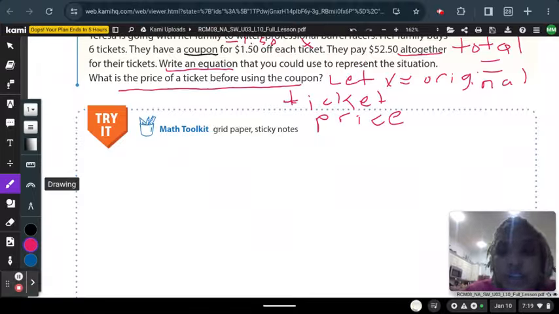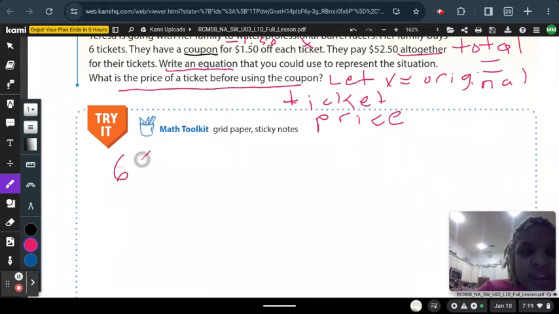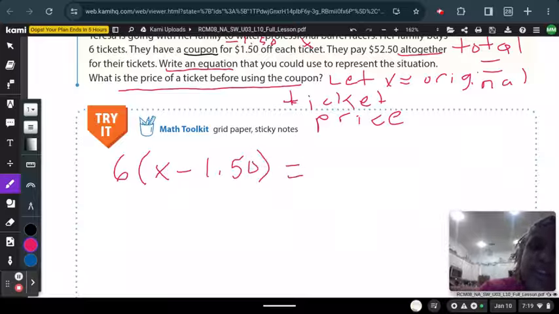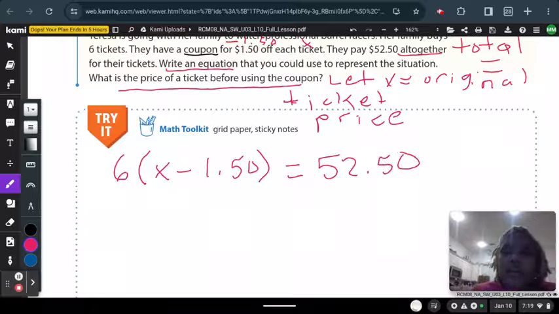So we want to set up this equation. So if the family buys 6 tickets, that means you have a total of 6. And they have a coupon for $1.50 off each ticket. So the ticket is X, and we're taking $1.50 off each ticket. And altogether, they pay $52.50. Okay. Now I want you to pause this video and try to solve this problem on your own, and then come back and see if you got the right answer.